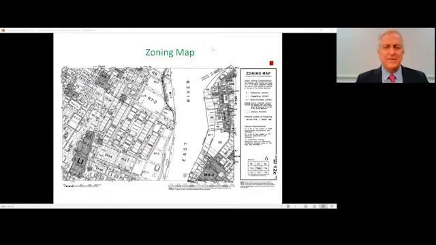So this is a zoning map for the city of New York. The city is covered by approximately 100 of these maps. They're rectangular, like a large checkerboard, and every property in the 5 boroughs appears on one of these maps.